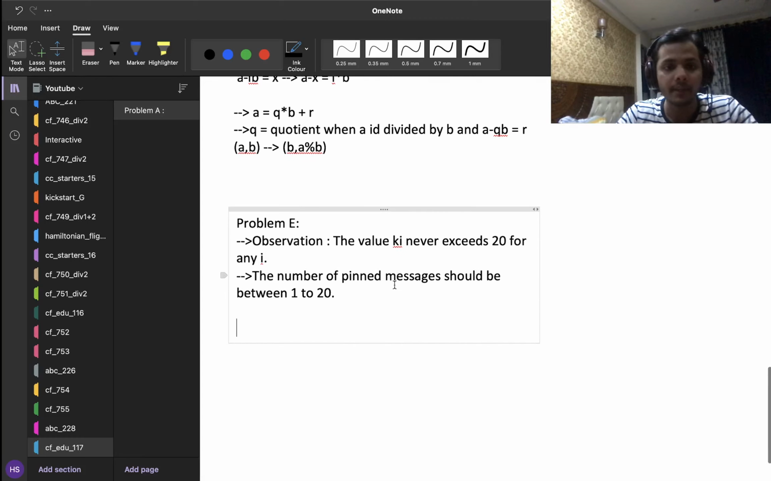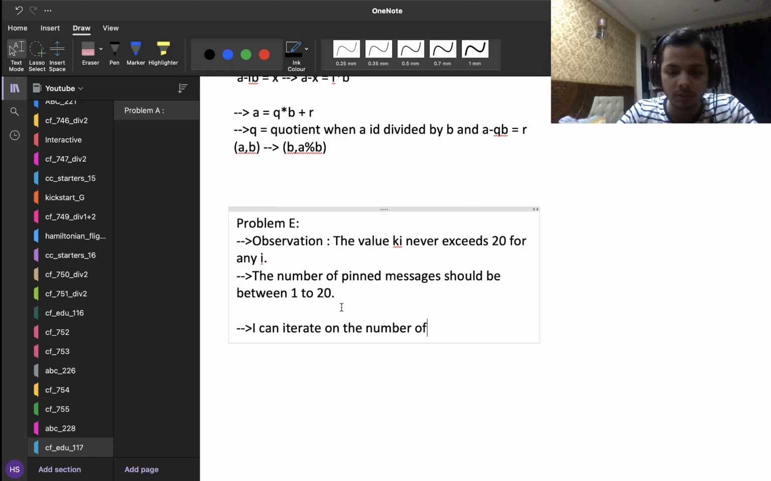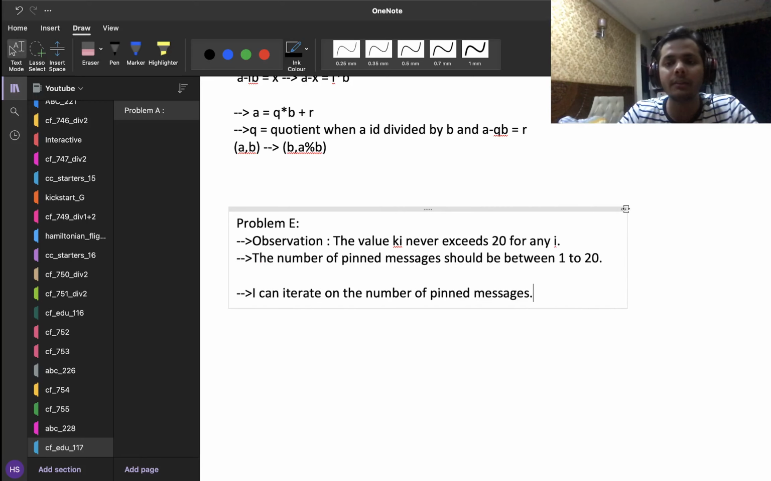Okay, great. Then what I can do is iterate on the number of messages that I will be pinning, right? So I can iterate on the number of pinned messages. My goal is to iterate on the number of pinned messages and calculate that, if I pin i messages, what is the maximum expected value of the number of students who will read their corresponding messages that I can get, right?